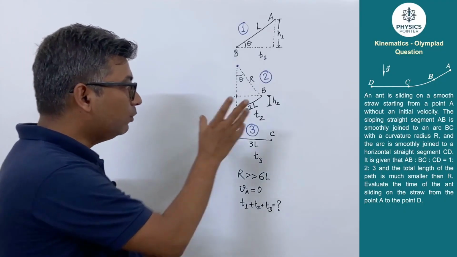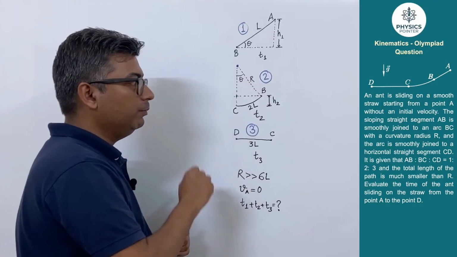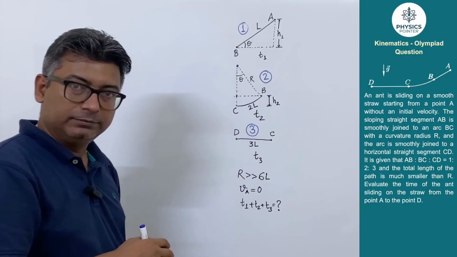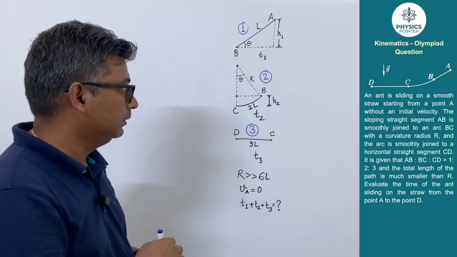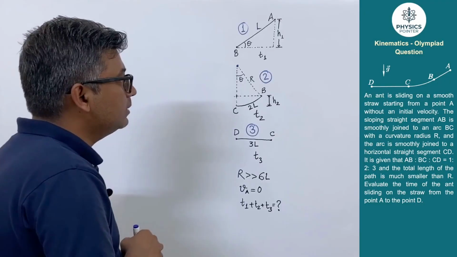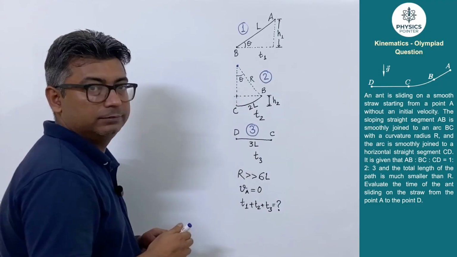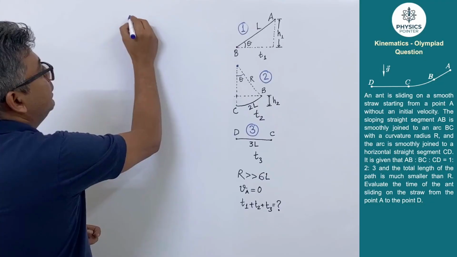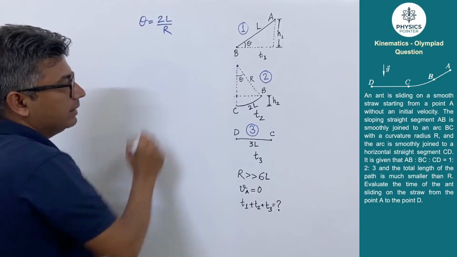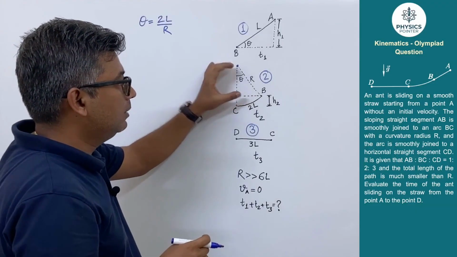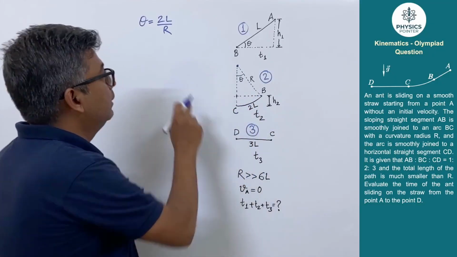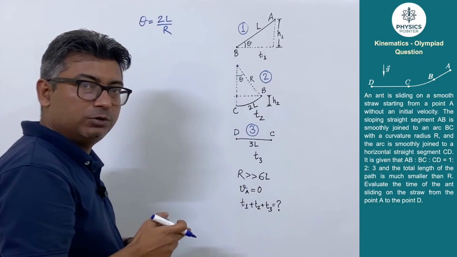Before we actually solve this problem, what we need is velocity at point B and velocity at point C. Then only we can do something about it. To get the velocities, we need to calculate this theta. So what is this theta? This theta is equal to L by R. Can we say that? Because this is R, the length of this arc is R theta. R theta equal to 2L, so theta is equal to 2L by R.